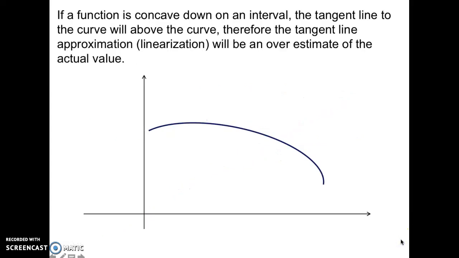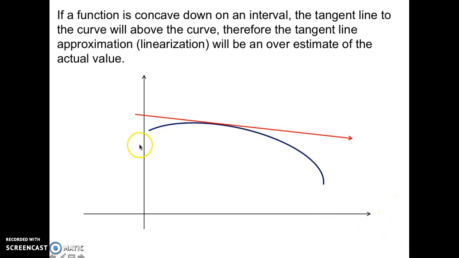All right, so what does this linearization tell us? If a function is concave down on an interval, which we talked about concavity in the last block, the tangent line to the curve will be above the curve, and therefore the tangent line approximation, or the linearization, will be an overestimate for the actual value. All right, this makes perfect sense if you think about it.